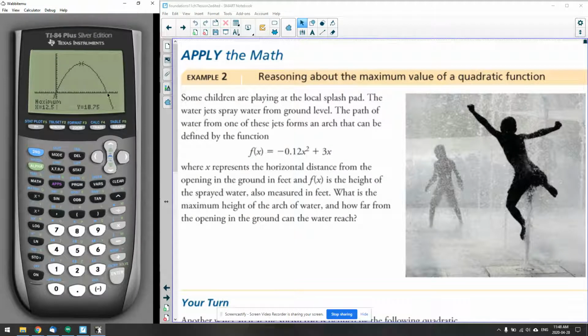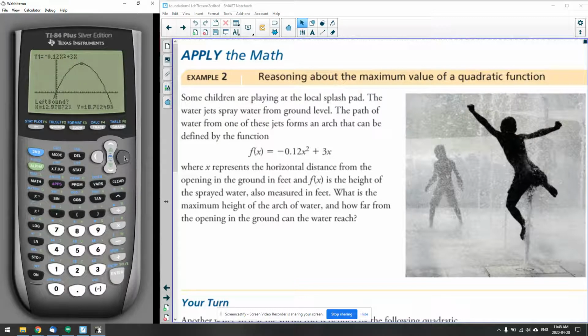Now we're also looking for when will it hit the ground over here. So this will be when y is equal to 0, right? It'll be our x-intercept. So we go back to second trace. Now x-intercepts are also known as zeros, right? When y is equal to 0. So we're going to find the zero.